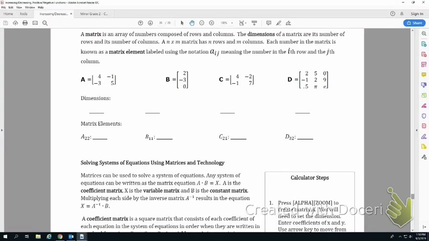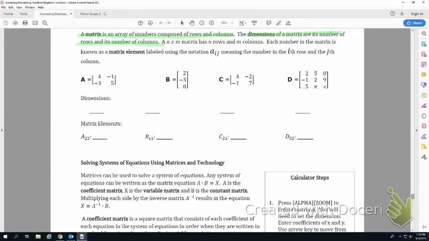Looking at the very top, it says a matrix is an array of numbers composed of rows and columns. You'll need to be able to identify what the dimensions are. Okay, and that's rows and columns. So if I've got a 3 by 2, that's 3 rows, 2 columns. 4 by 1, 4 rows, 1 column, etc.